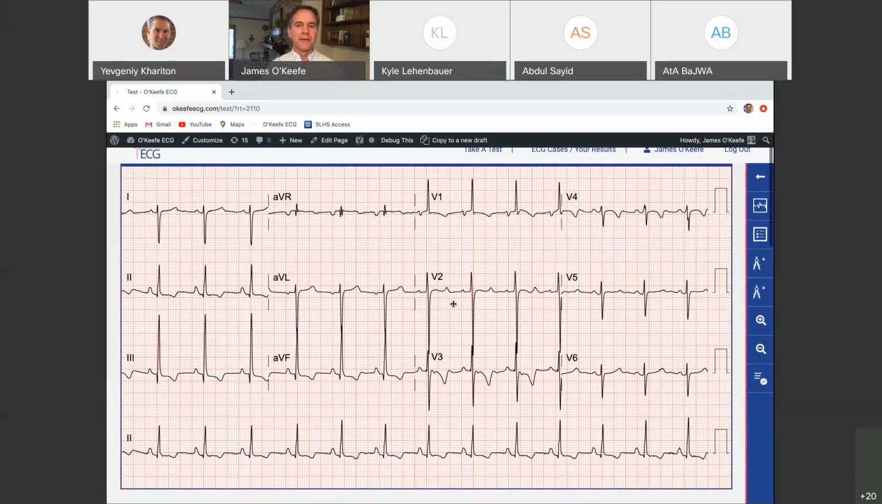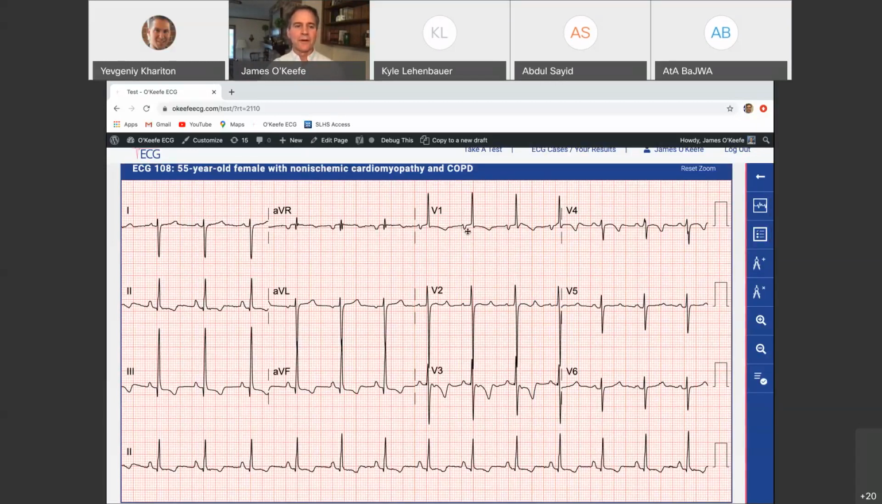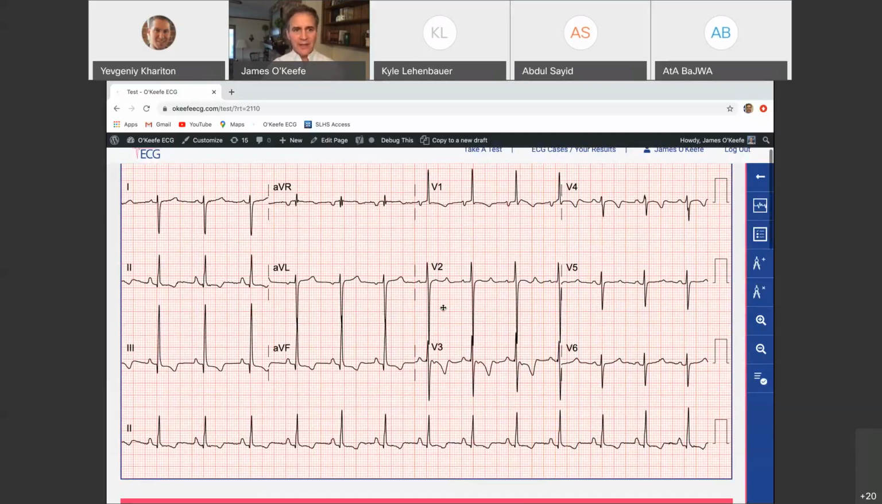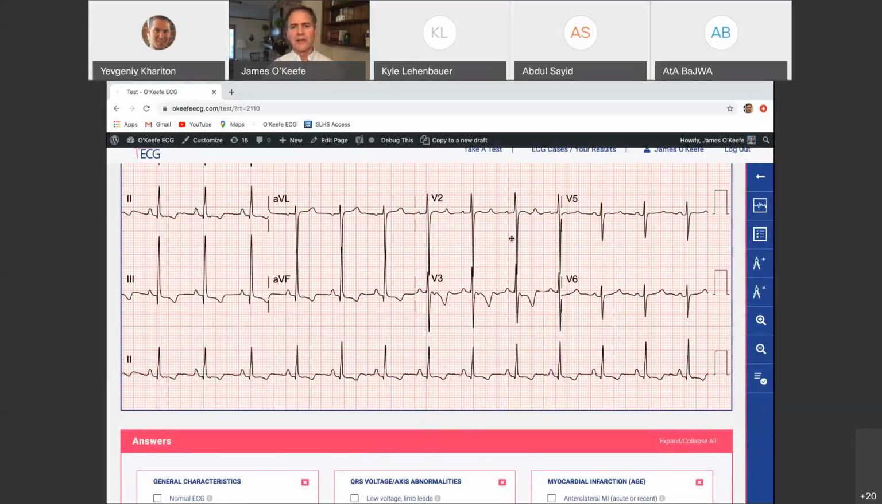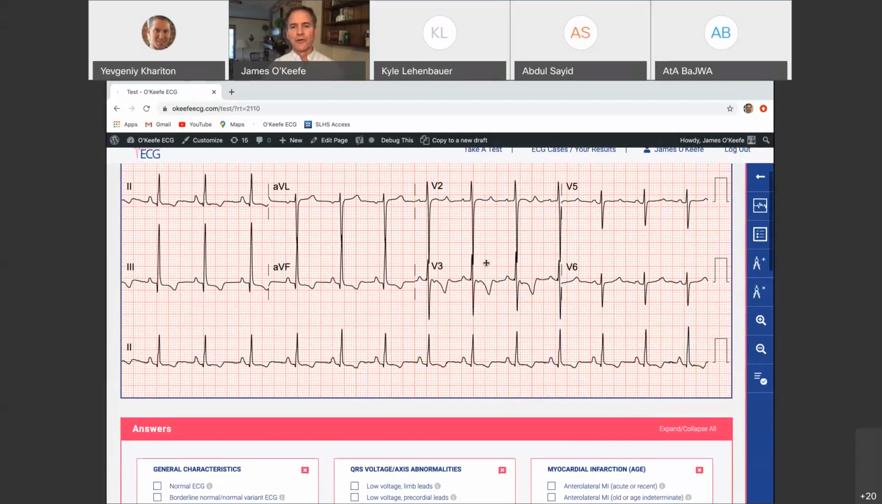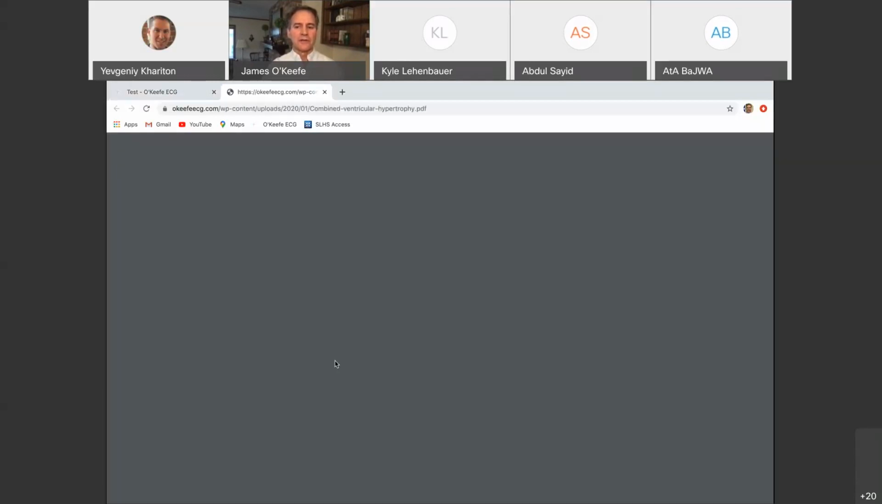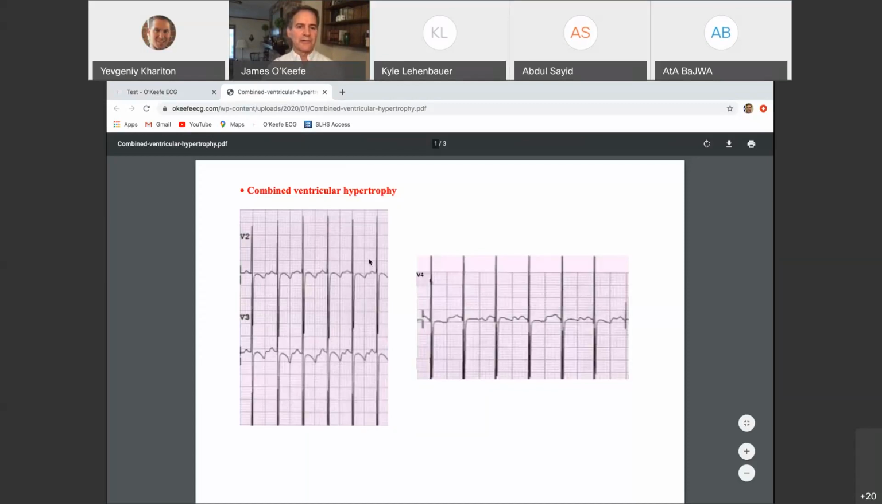Right. Yeah. And there's left atrial enlargement. That's more than 1 by 1, and this is more than 2.5 millimeters over here in lead two. This is more than 20 millimeters here. But anytime you see right axis deviation with LVH, that almost by definition is combined ventricular hypertrophy. This has caused a Katz-Wachtel phenomenon in the mid-precordial leads, V2, V3. If you look up combined ventricular hypertrophy here, there's a link to that on all the diagnoses. This is a classic pattern where you see these overlapping big QRS complexes with big R and big S waves in V2, V3.